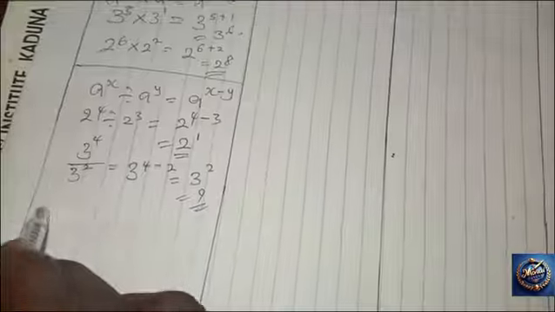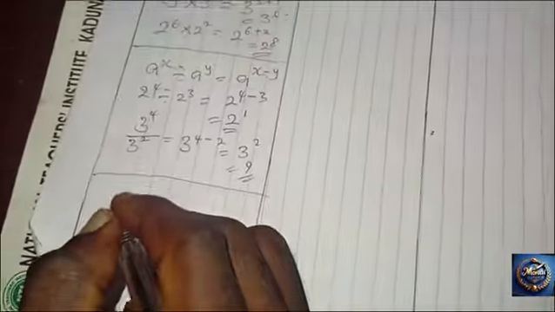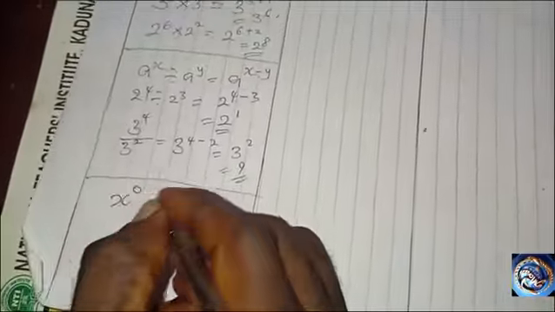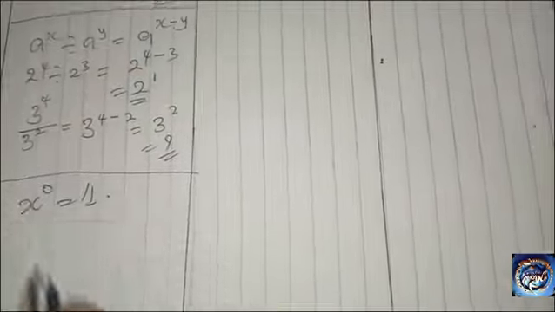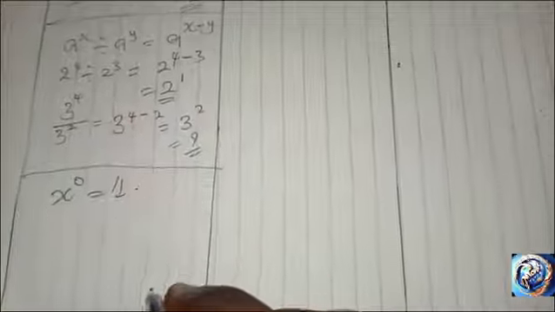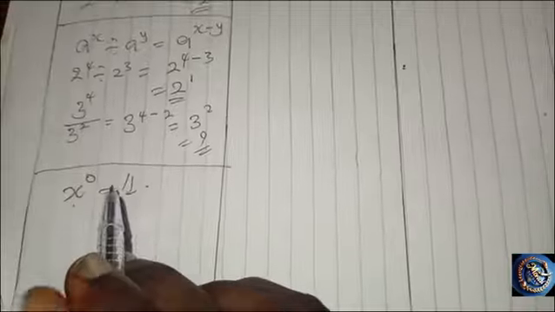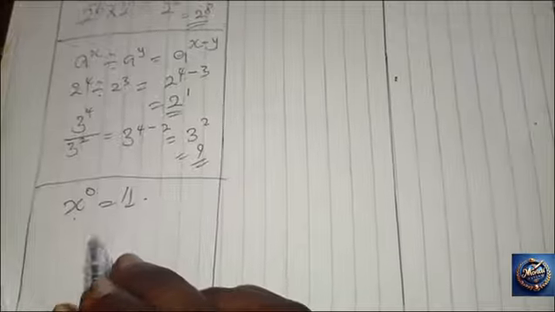We go to the other one. We call that one the zero power law. What is the zero power law saying? We have x raised to power 0 equals 1. We have done this law before in the class, but I'm just trying to refresh it before we go into the real application of this law in different examples. So the zero power law says anything that is raised to power 0 is equal to 1.